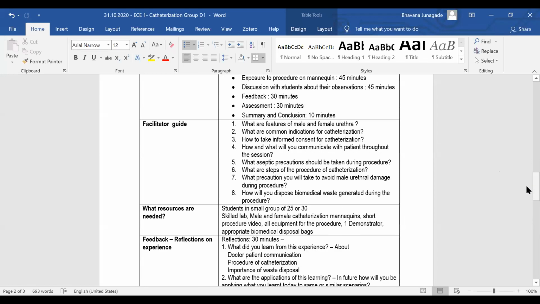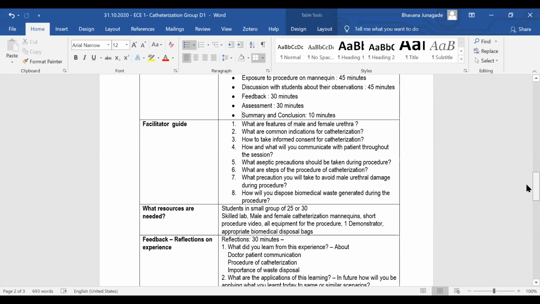So what should the facilitator discuss in the session? What are the features of male and female urethra? What are the common indications for catheterization? How to take informed consent for catheterization? How and what will you communicate with the patient throughout the session? What aseptic precautions should be taken during the procedure? What are the steps of the procedure of catheterization? What precautions will you take to avoid male urethral damage during the procedure? And how will you dispose of biomedical waste generated during the procedure?